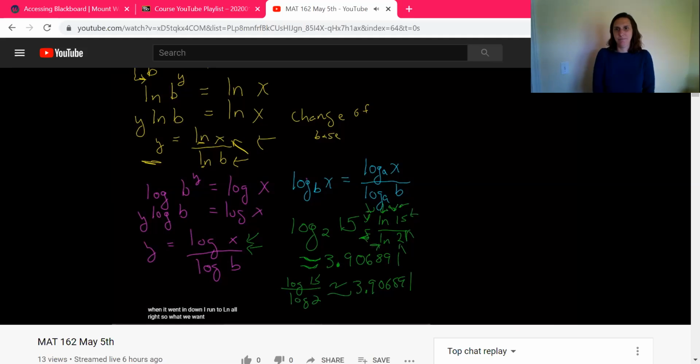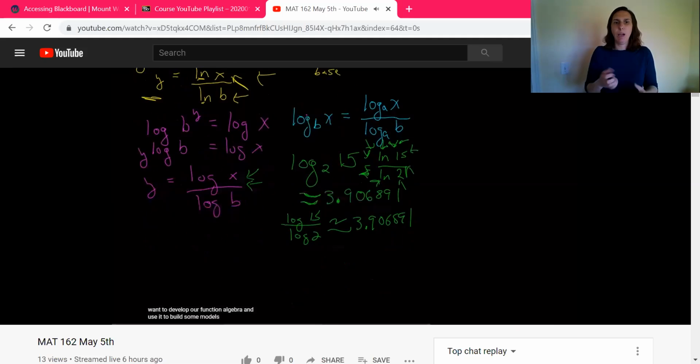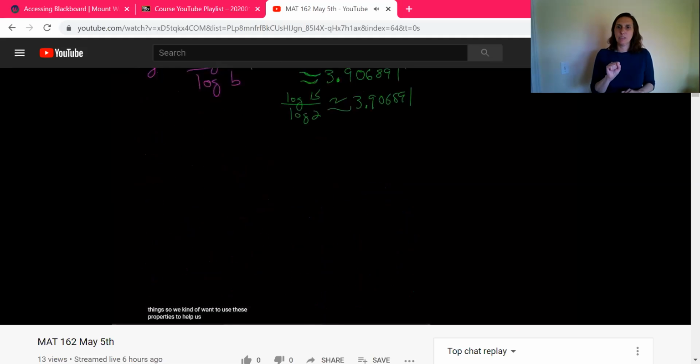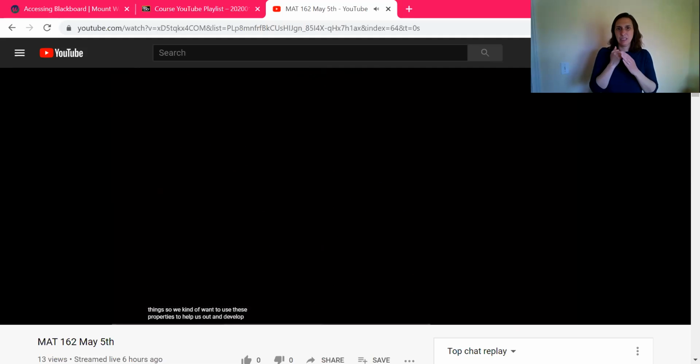All right, so what we want to do here is develop our function algebra and use it to build some models using these things. So we want to use these properties to help us out and develop the different mathematics we can do using these function rules. A lot of the time we find ways of expanding expressions, taking a logarithm and breaking it apart into pieces. I'll show you some examples and we'll see why.